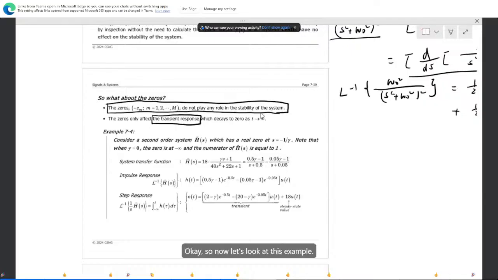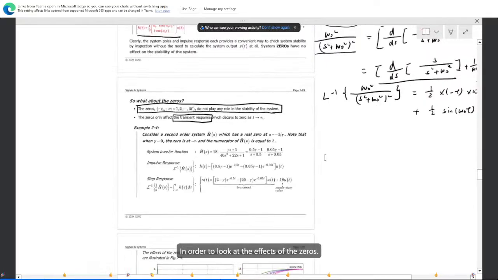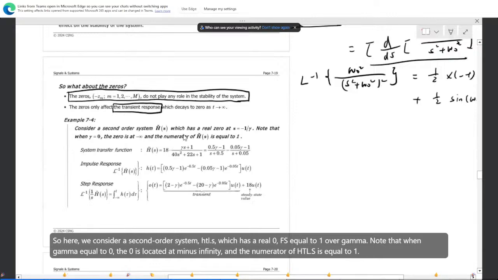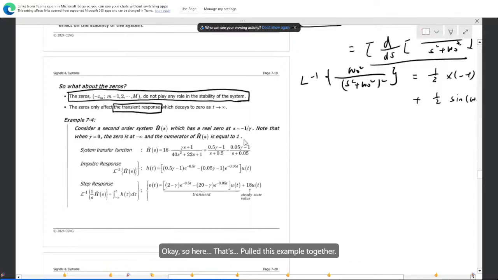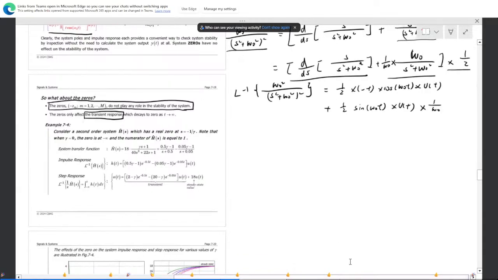Okay. So now let's look at this example in order to see the effects of the zeros. Here we consider a second order system, HTLS, which has a real zero at s equal to 1 over gamma. Note that when gamma equals 0, the zero is located at minus infinity and the numerator of HTLS is equal to 1. Okay. So here, let's solve this example together.